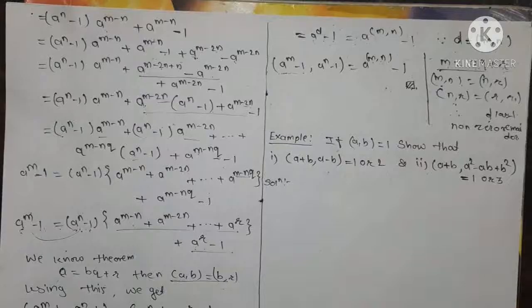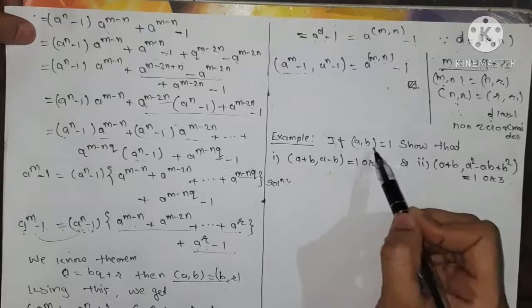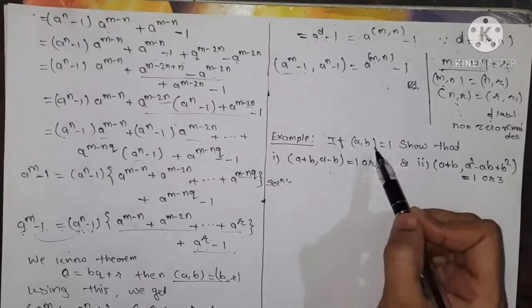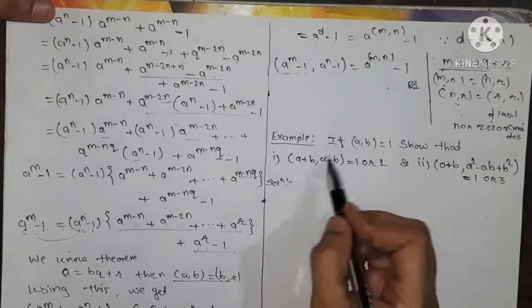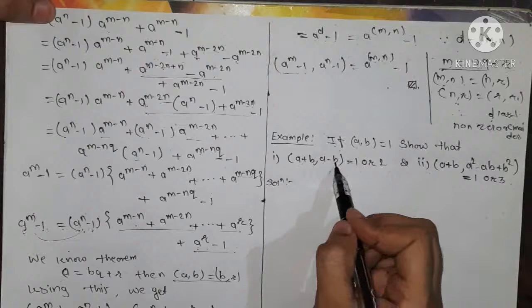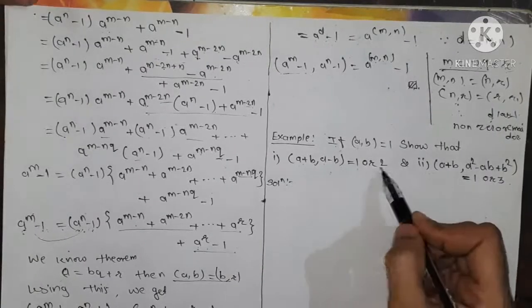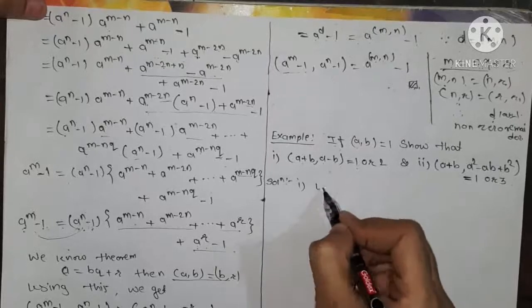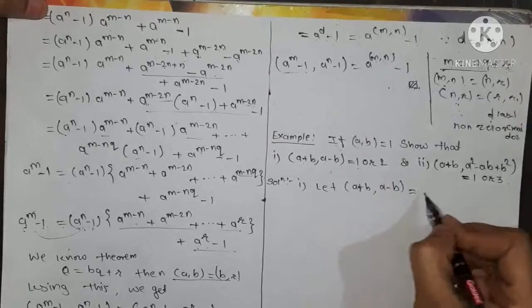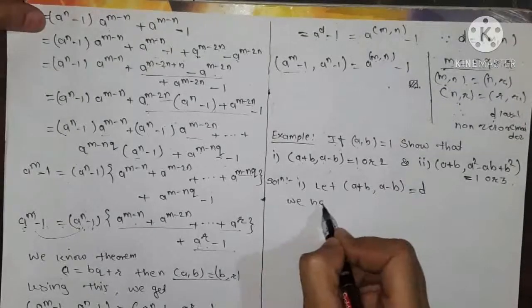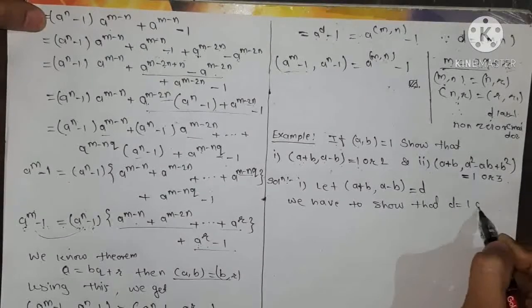Right? Now we take the last example: if the GCD of a comma b is equal to 1, that is, a and b are co-prime or relatively prime, then we have to show that the GCD of the sum of these two numbers, a plus b, and the difference of these two numbers, a minus b, is equal to 1 or 2. To prove this, we let the GCD of a plus b comma a minus b equal d. We have to show that d is equal to 1 or 2.